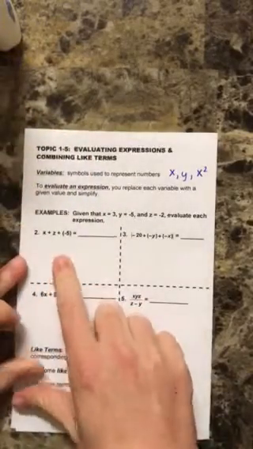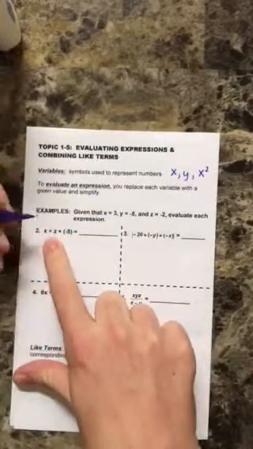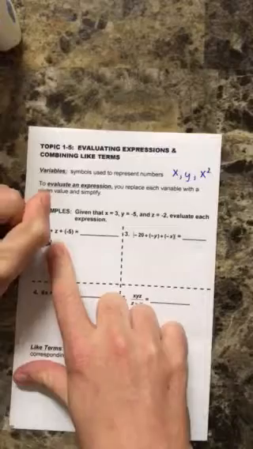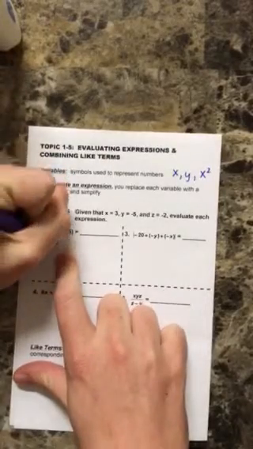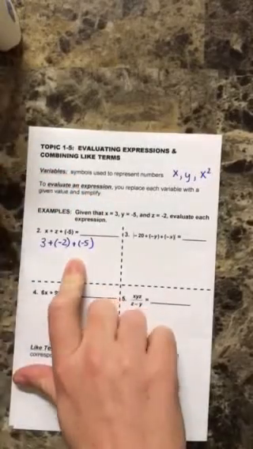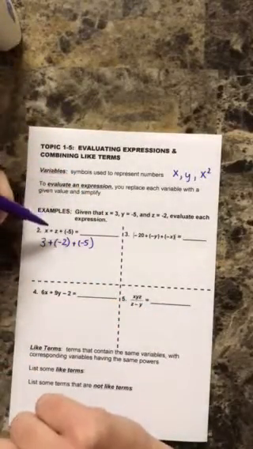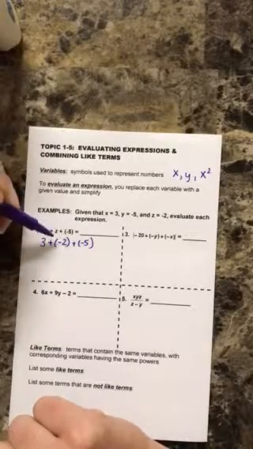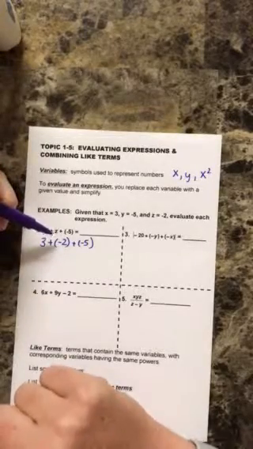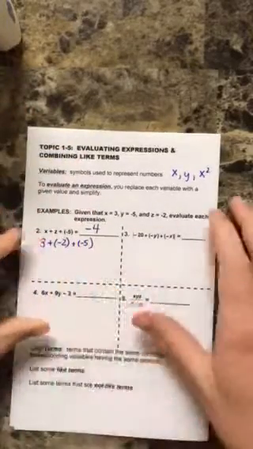So first thing you're going to do is use your substitution property and plug in the different values. So x being 3 plus -2 plus -5. You're going to combine your terms. Let's see, 3 minus 2 is 1, and -5 plus 1 would be -4.